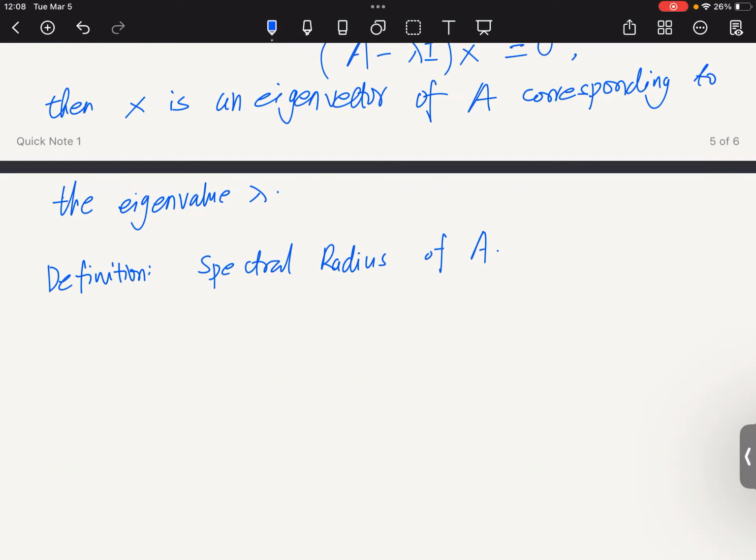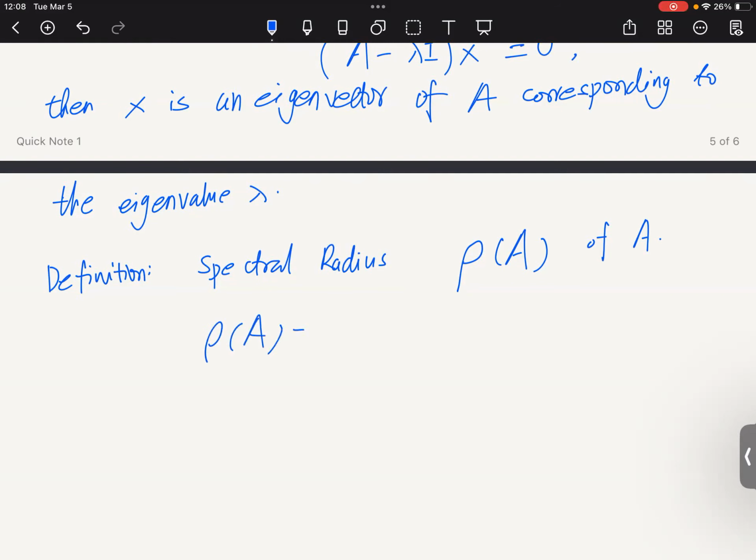We use this notation to denote the spectral radius: rho, not P. P looks like this, with one small tail, but here there's no small tail. This is rho. We use rho as the notation of the spectral radius, rho(A), the spectral radius of A, and it's defined in this way.